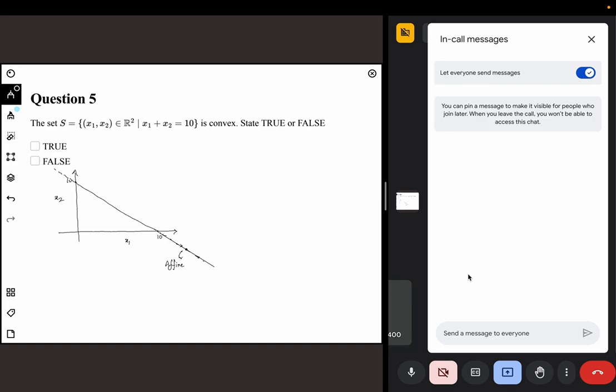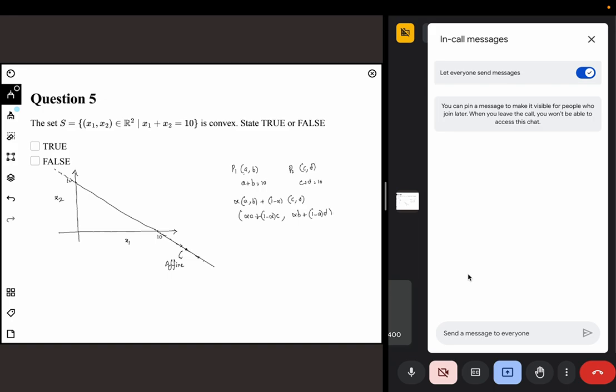Or if you want to do it in mathematical ways, all you have to do is take 2 arbitrary points, a comma b, this is point 1, and let's take point 2 as c comma d. a comma b is lying on that line, so a plus b should be 10. c comma d is also lying on it, so c plus d should also be 10. Now I take a linear combination of these 2 points, so that will be alpha times (a, b) plus (1 minus alpha) times (c, d). That is (alpha a plus 1 minus alpha c, alpha b plus 1 minus alpha d).